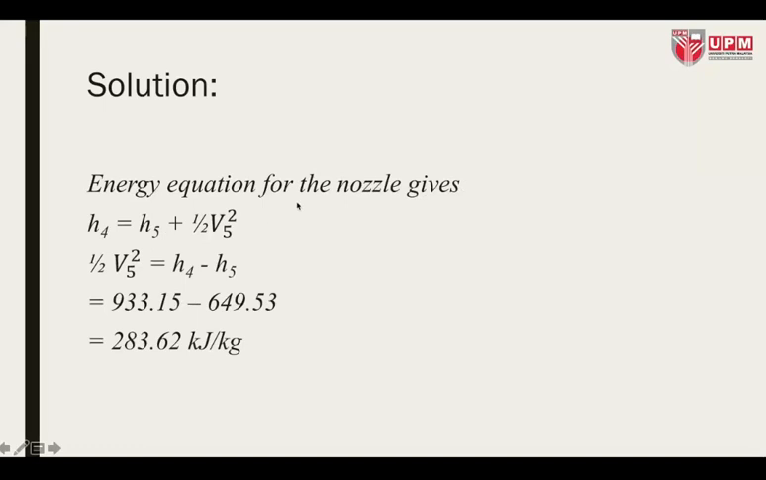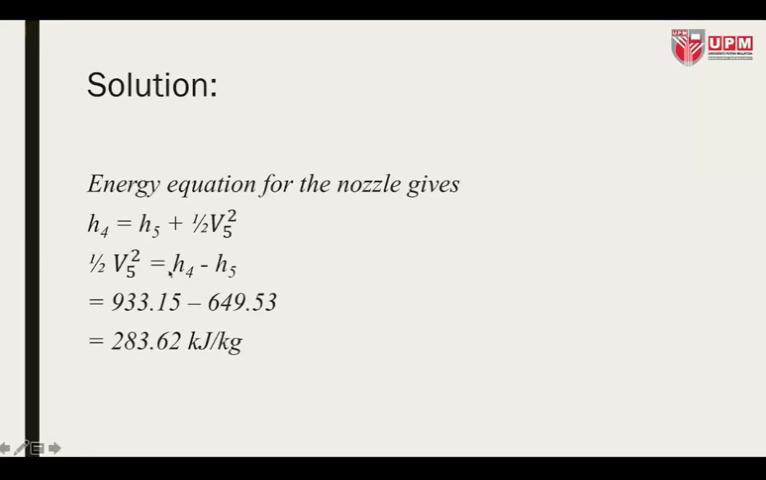And finally, you want to find the exit velocity, right? What equation do you need to use? You may just use the energy equation for the nozzle, right? I simplify it to H4 equals H5 plus the kinetic energy, half V squared. V5 is the exit velocity, or Vj, okay? So you have the information there, and finally you will get the value of 283.62 kilojoule per kilogram. This is the value of the kinetic energy.